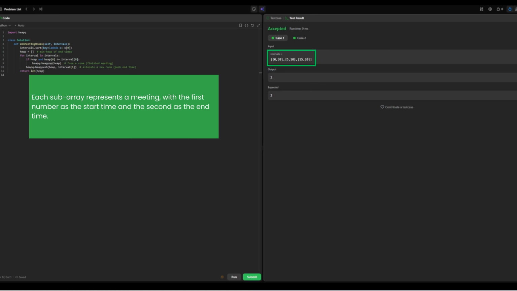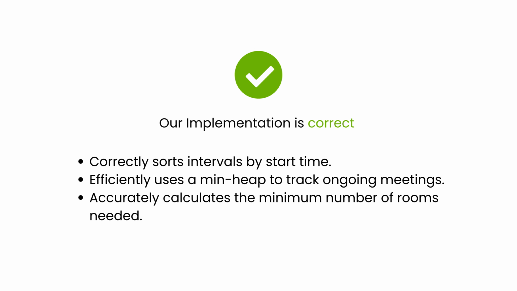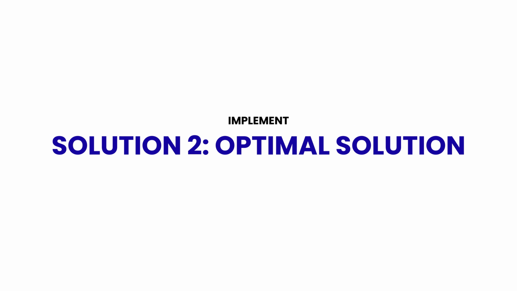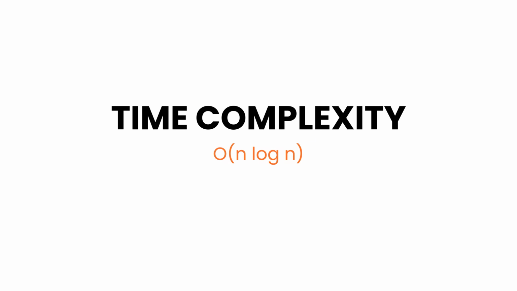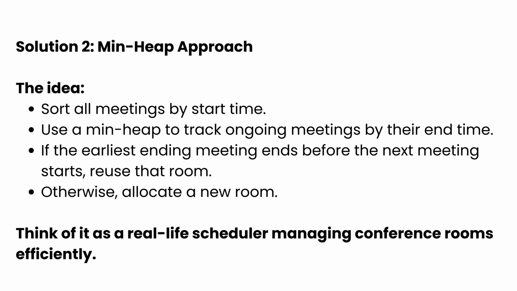Heap size is 2, so we need 2 rooms, and the program outputs exactly 2. We're going to look at solution 2 for finding the minimum number of meeting rooms needed. The time complexity of this approach is O(n log n), mostly because we need to sort the start and end times of all meetings. In this approach, we don't use a heap.